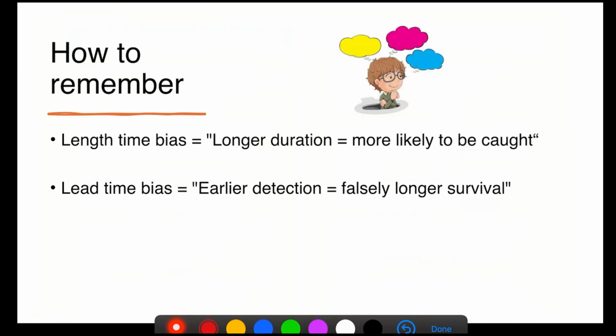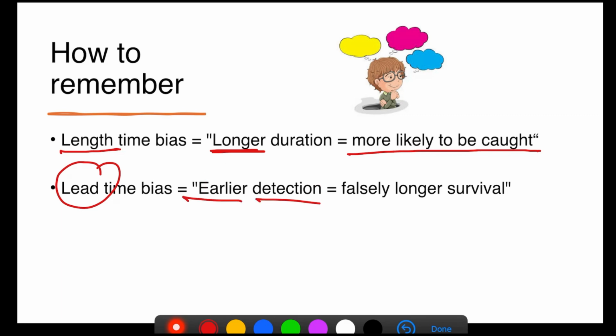So how can we remember what is length time bias and what is lead time bias? Remember, length is related with longer duration. Length means something very lengthy, long is the duration, so it is more likely to be caught. So it is related with the disease progression, slow and fast. Lead time means something which is related with the early detection, and so it is a falsely longer survival.